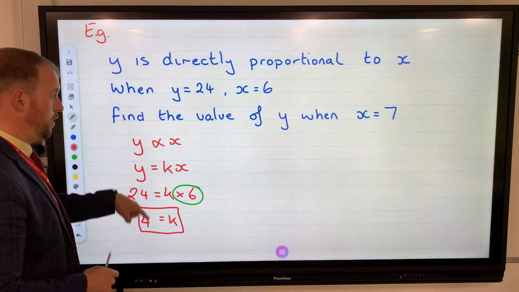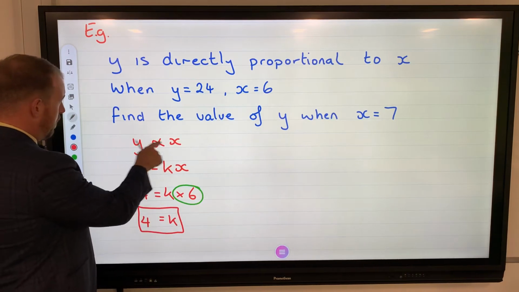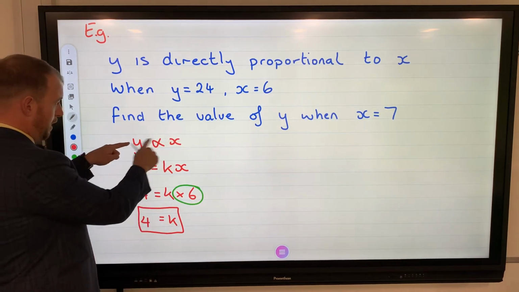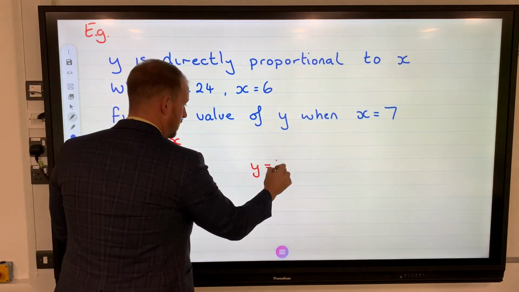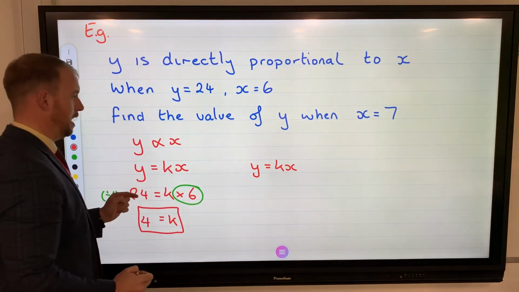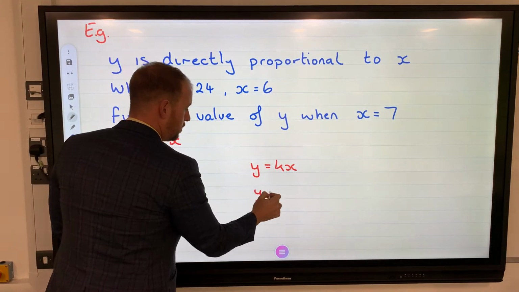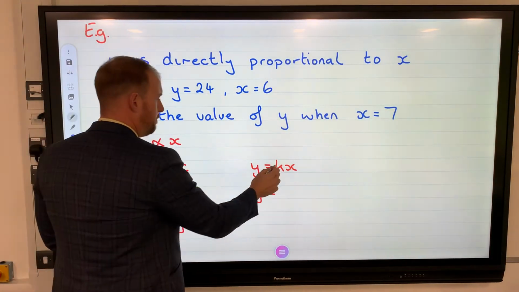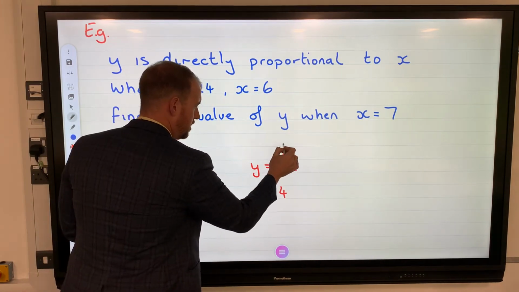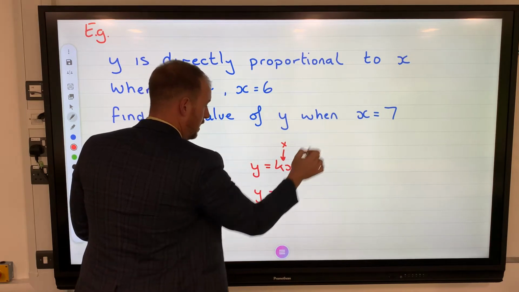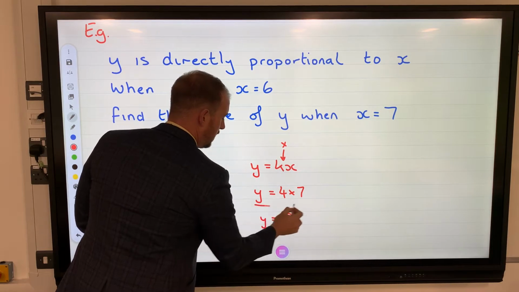Bear with me, we're now going to use this constant to find the value of y when x is 7. It says here y is directly proportional, which is this part here, which equates to this part here. So this formula I'm going to use again. This time, I'm going to put in some numbers that I know, and I'm going to find the value of y. So we'll do that by following these steps. The constant is 4. Remember, there's a little times sign in here when I touch it. And x is 7, so it's 4 times 7, which is 28.